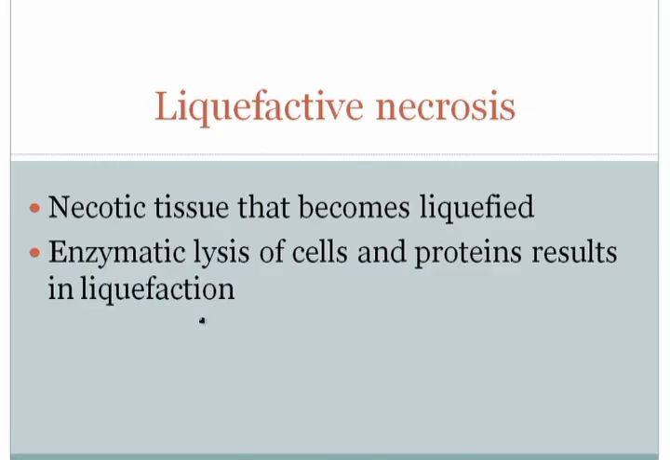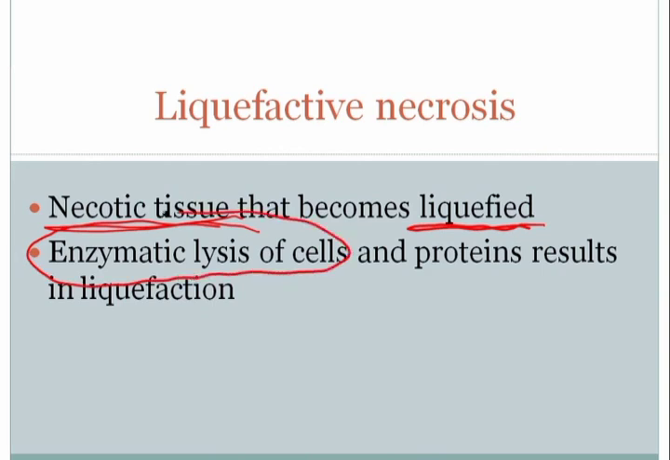Okay, so let's continue on. The next type of necrosis is liquefactive necrosis. And guess what? In liquefactive necrosis, the tissue becomes liquefied. So we've got necrotic tissue, or dead tissue, that becomes liquefied. Now, the way by which the tissue becomes liquefied is that there is enzymatic lysis of the cells. The cells get acted on by some enzyme, and that is what basically destroys the tissue, resulting in the liquefaction.